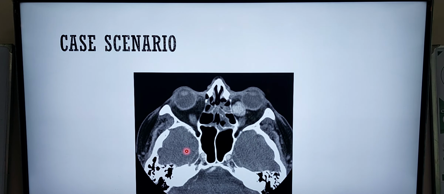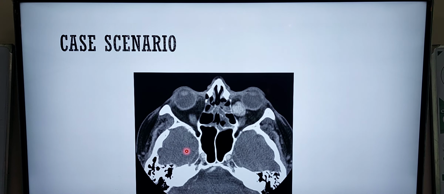This is an axial view, with a hyperdense, well circumscribed lesion retrobulbar in the left side, which is towards the medial side, with no bony indentation. Might be cavernous hemangioma. Yes, so you have to tell the size also. What is the size? About 10 to 15 millimeters.